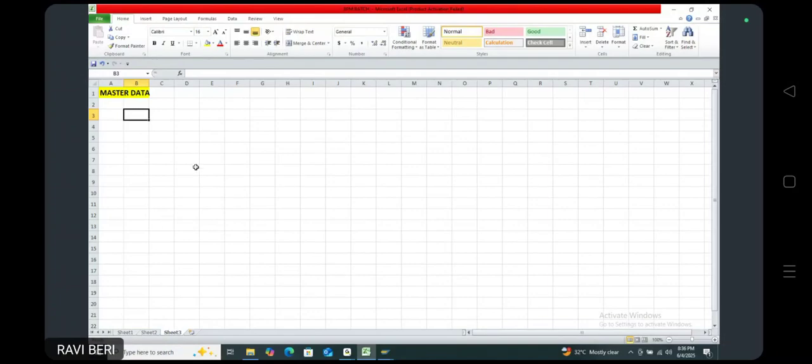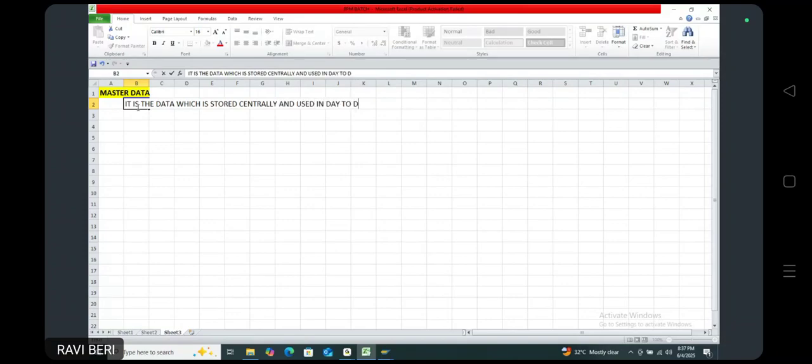So what is master data? Make a note. It is the data which is stored centrally and used in day-to-day transactions wherever it is required.